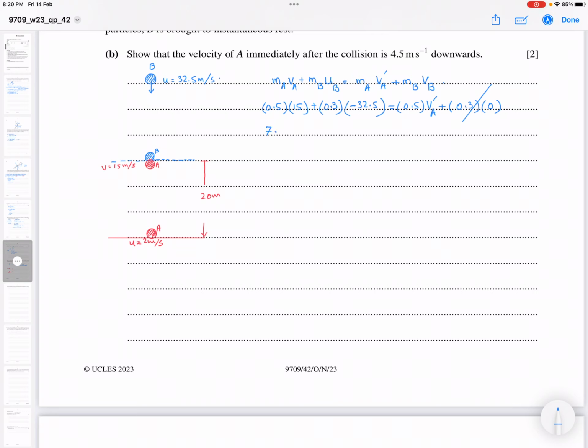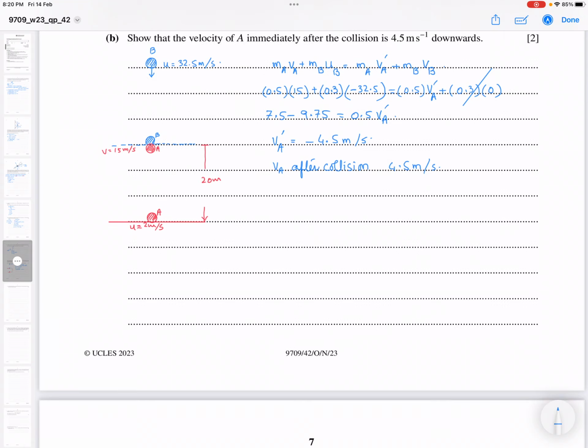So you get 7.5 minus 9.75 equals 0.5 V prime A, and your V prime A is negative 4.5 meter per second. The negative sign shows that it is moving downward, because when it hits particle B, it starts coming down. So you can write the velocity of A after collision is 4.5 meter per second. That's it for this part.